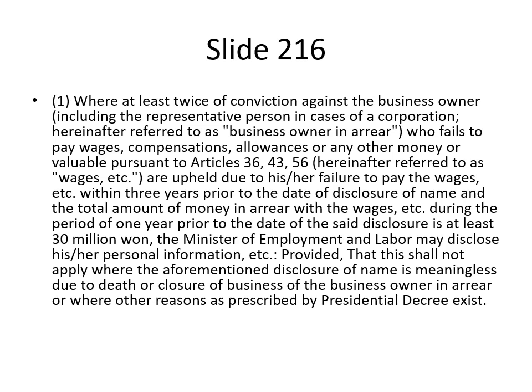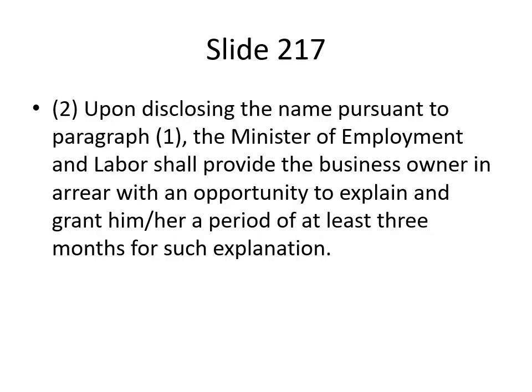during the period of 1 year prior to the date of the said disclosure is at least 30 million won, the Minister of Employment and Labor may disclose his/her personal information, etc., provided that this shall not apply where the aforementioned disclosure of name is meaningless due to death or closure of business of the business owner in arrear or where other reasons as prescribed by Presidential Decree exist. 2. Upon disclosing the name pursuant to paragraph 1, the Minister of Employment and Labor shall provide the business owner in arrear with an opportunity to explain and grant him/her a period of at least 3 months for such explanation.